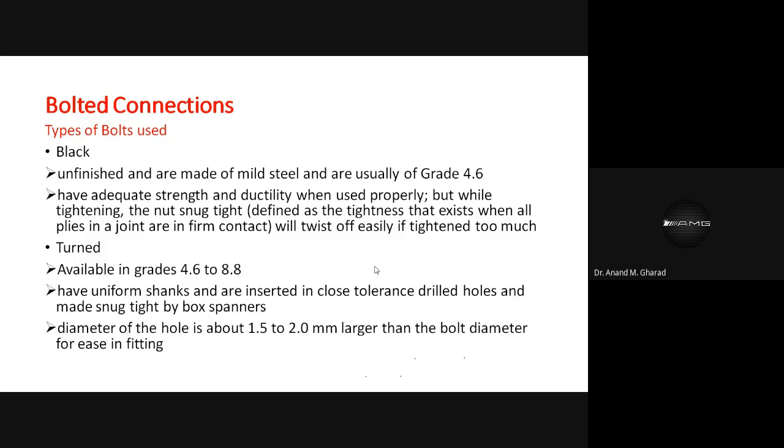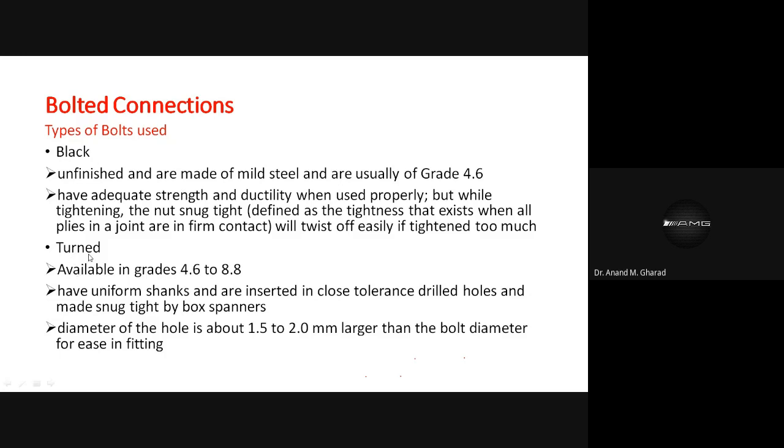And the nuts, though snug tight, will twist off easily if they are tightened too much. So that is a disadvantage of the black bolt. Even with a further increase in the loading in order to tighten the complete connection, there is a warning that it will twist off, and there is also a chance of failure. So this is a disadvantage of the black bolt.